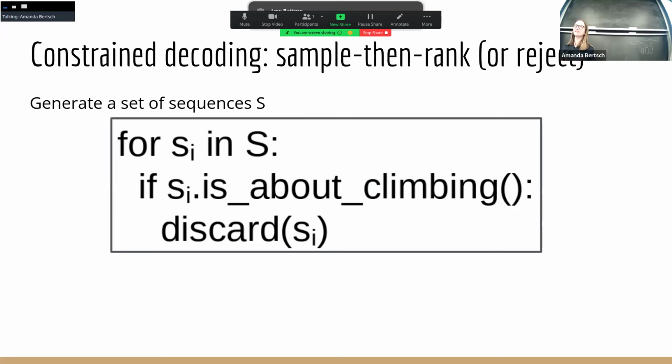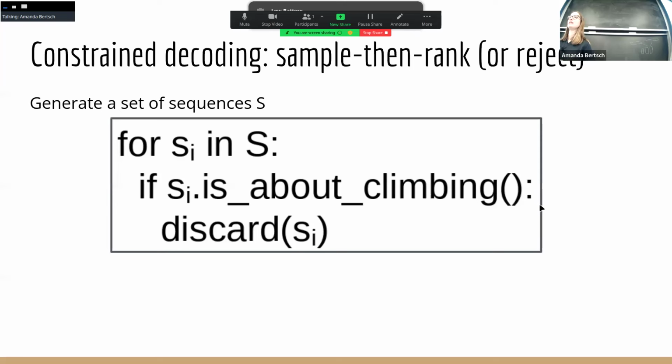Yeah, and this is a general principle: generating text that satisfies a constraint is harder than checking if a text satisfies a constraint. So even if the model isn't good at not generating text about climbing when you tell it to, it might be able to tell if text is about climbing.